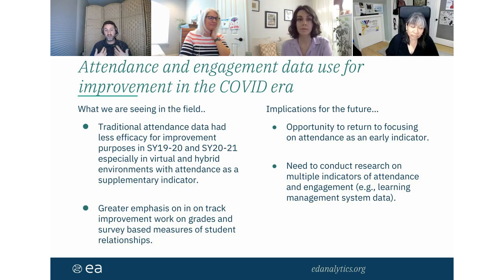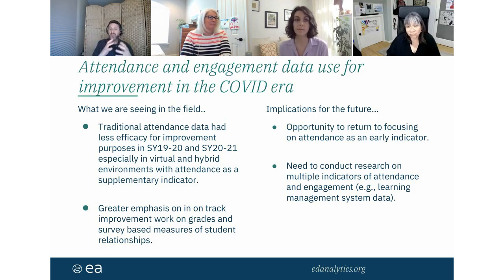To build trust in an indicator as a really important early indicator, especially given the evidence that suggests a lot of kids have just not been engaged in school. And so we're seeing great emphasis in the field, our school teams that are working on this, looking at attendance as a tertiary thing and really focusing on grades. And we also did some survey work this year to look at student relationships. Again, hopefully next year there's an opportunity to return to a focus on attendance as an early indicator early in the school year and throughout it.